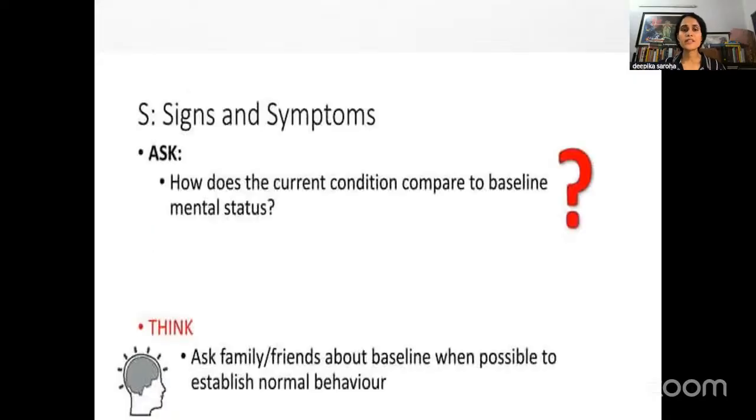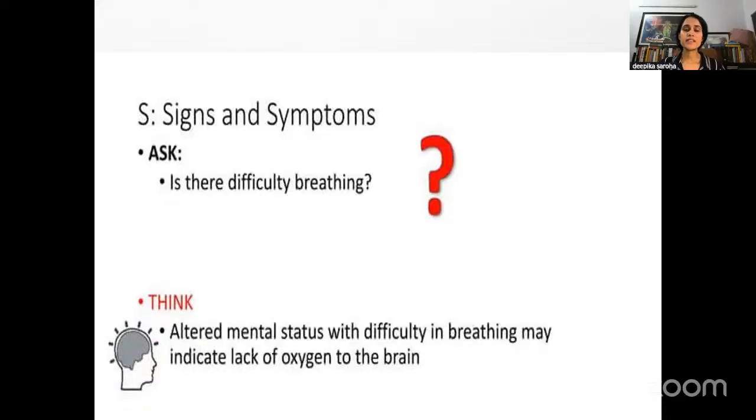So let's start with the SAMPLE history. First, ask what the current clinical status is, and how it compares with the baseline. Was the patient like this only, is there a sudden deterioration, or a gradual deterioration? And as I have always previously said, also ask family members about the baseline. Then observe whether there is difficulty in breathing, because difficulty in breathing, in terms of hypoxia, hypercarbia, any poisoning, any toxic inhalation, will present with altered mental status.